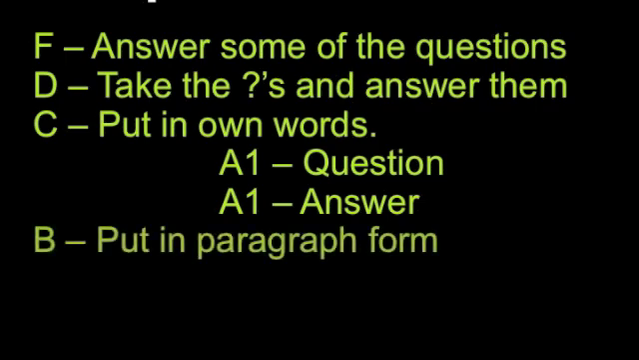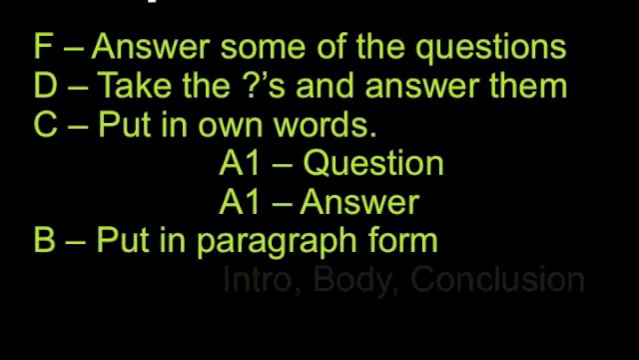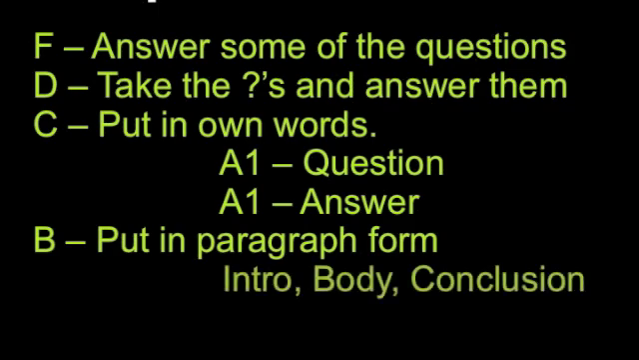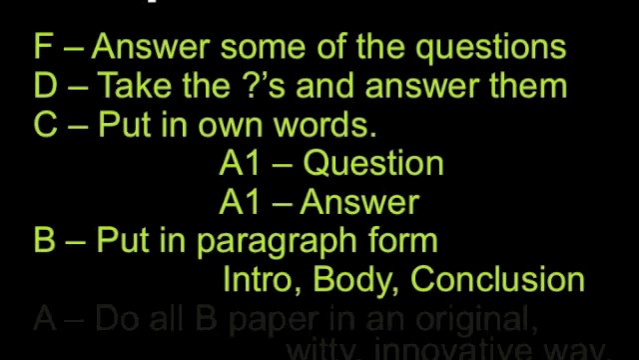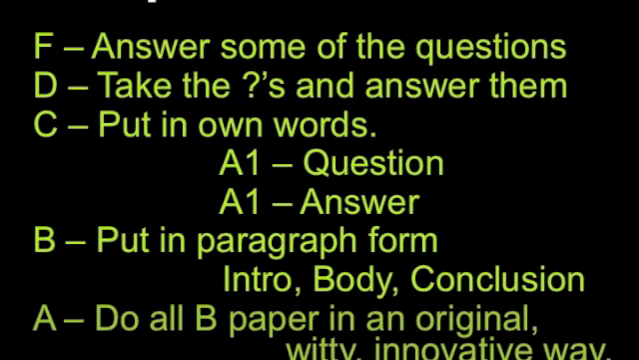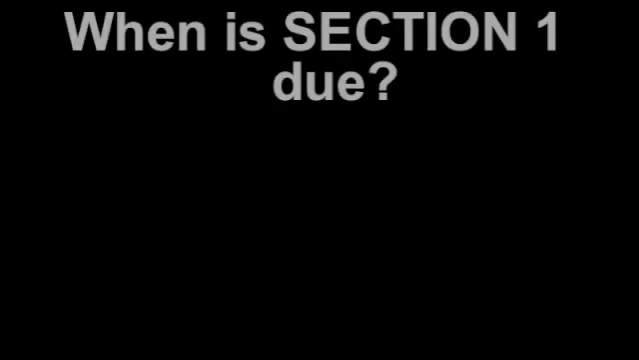If you want a B, you put everything into paragraph form. So you change A1 into a topic sentence, A2 into a topic sentence. You make sure you have an intro, a body, and a conclusion for the entire paper overall. If you want an A, you do everything that the B paper does, but you do it in an original, witty, creative way. That would be a fine-tuned essay.